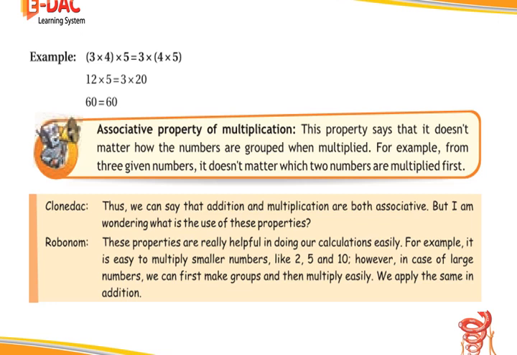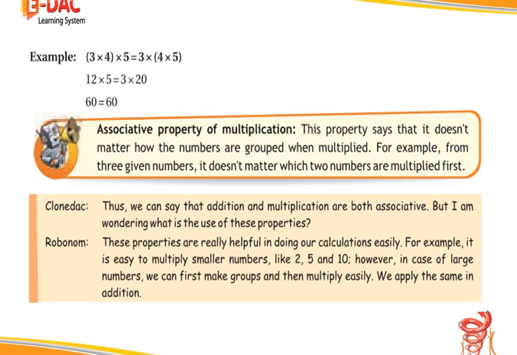Thus, we can say that addition and multiplication are both associative. But I am wondering, what is the use of these properties? So Robonom says these properties are really helpful in doing our calculations easily. For example, it is easy to multiply smaller numbers like 2, 5 and 10. However, in case of large numbers, we can first make groups and then multiply easily. We apply the same in addition also.